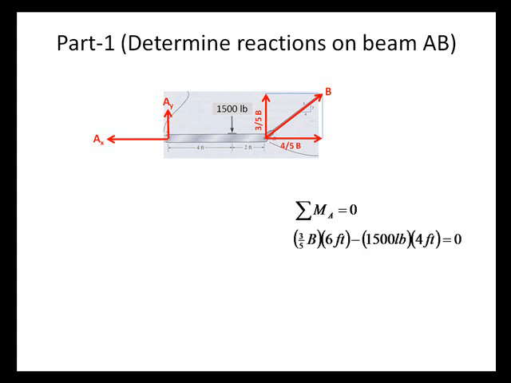Well, you notice that the vertical component of B, the 3/5 of B, is acting at 6 feet, creating a positive moment, and the applied load of 1,500 pounds acts at 4 feet, creating a negative moment. Also notice that I'm including the units in the equation. That's probably a habit that you haven't gotten into yet, which is a good habit to get into. Include the units when you're making computations.